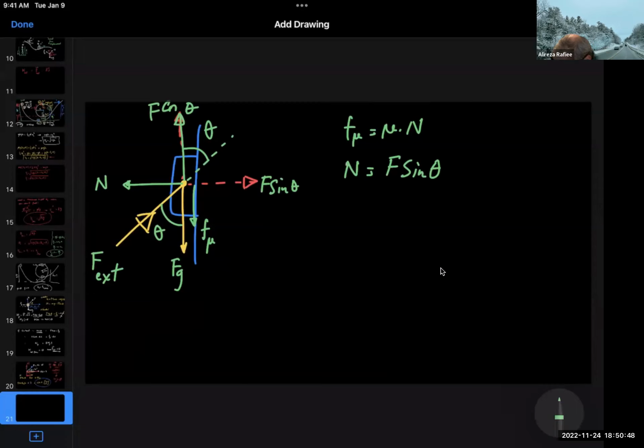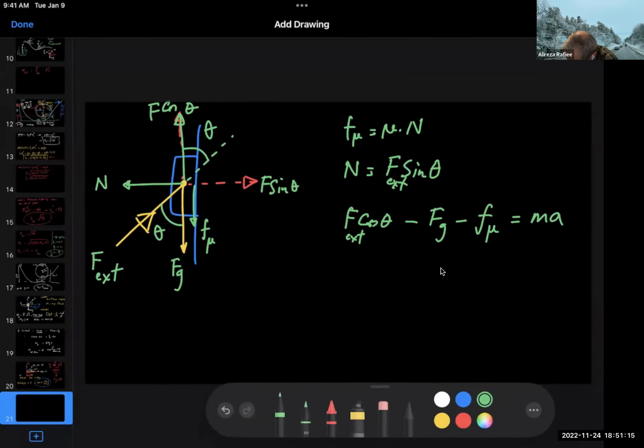Okay, and then you will have what else? You will have the F cosine of theta. This is F external, minus F of g, minus F of mu, is going to be, oh, in this case, it's not going to be 0, because the question says it's accelerating upward, right? So this would technically be the equations.